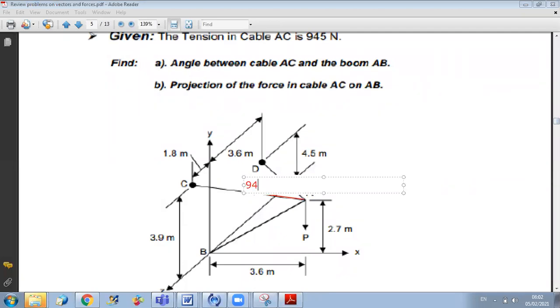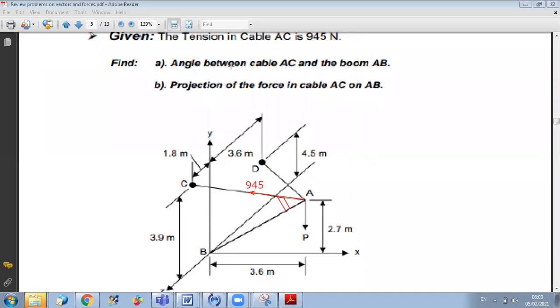Since we know that it's passing by points A and C, using the method of the unit vector, we can find vector TAC. Now what is the question? First, they want us to calculate the angle between cable AC and the boom AB. Whenever you want to calculate an angle, what should we use? The dot product. Very good, the dot product.